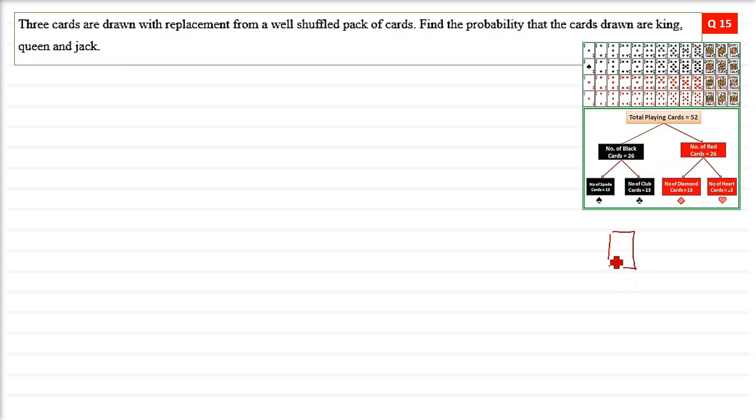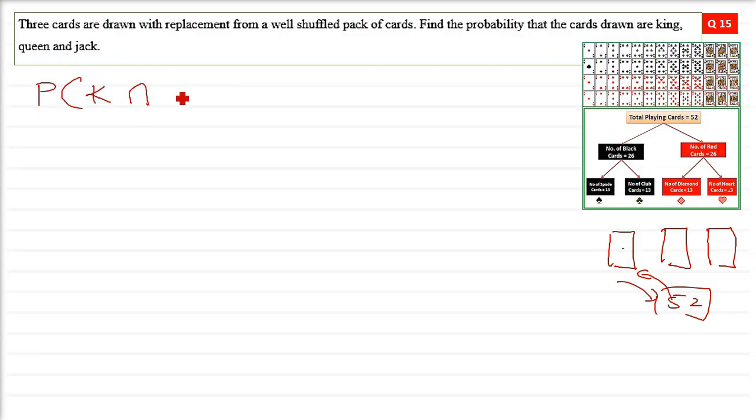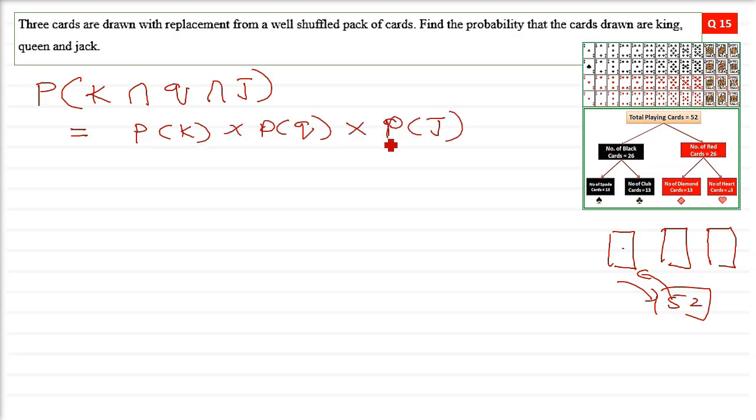So the first card is being drawn, then you replace it. You put it back. Similarly, you do it with the second and third card. The first card can be any card. The second card will be independent of the first card because the replacement has been done. So in 52 cards, you are picking up and putting it back, or depositing it back in the deck of cards. So the probability of getting a king and queen and jack, and since these 3 are independent, we write it as PK multiplied by PQ multiplied by PJ. K is king, Q is queen, J represents jack.